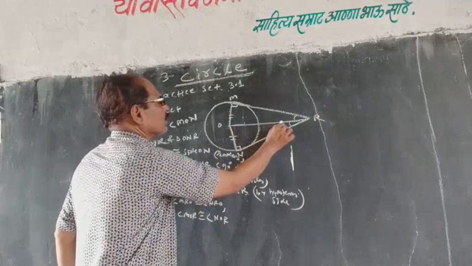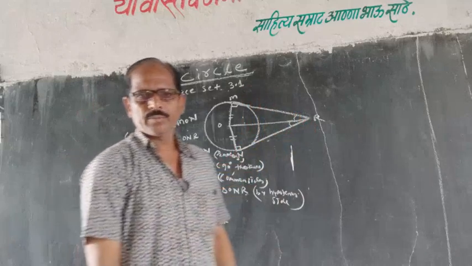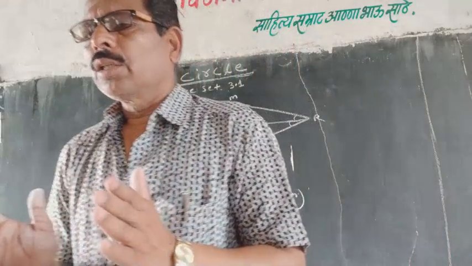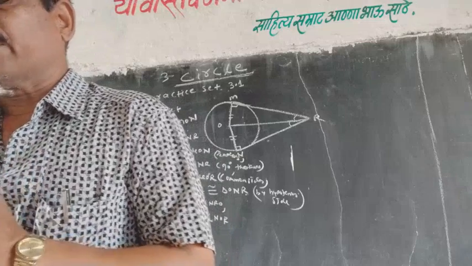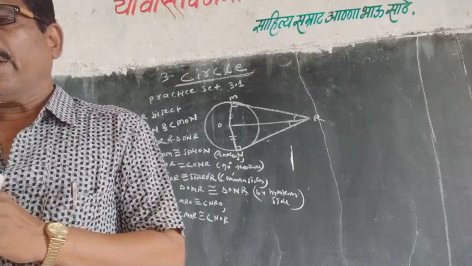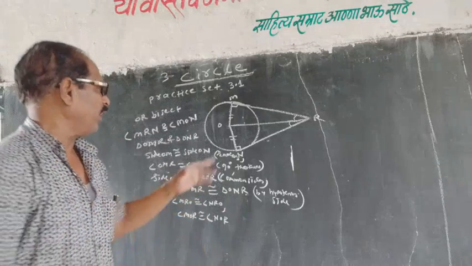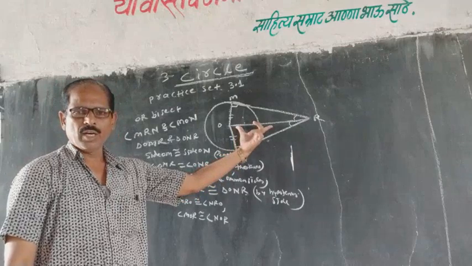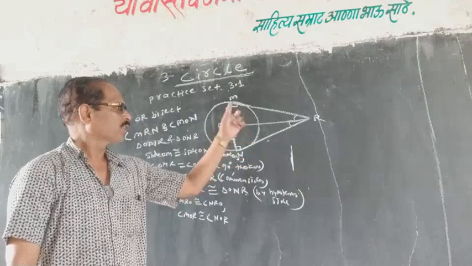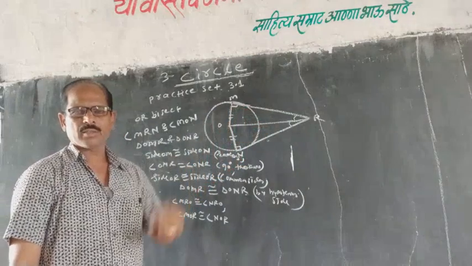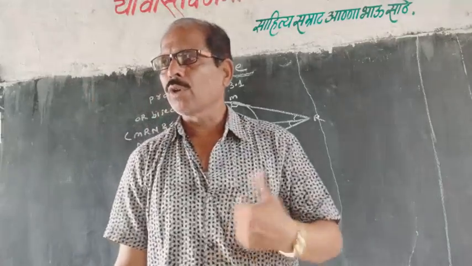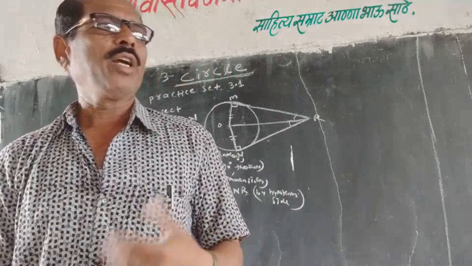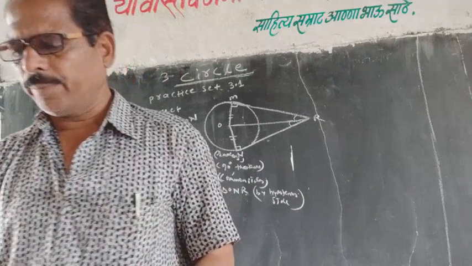Therefore, segment OR is the bisector of angle MRN and angle MON. Segment OR bisects these two angles. In this way, we can solve the remaining problems. Here we complete our practice set 3.1.